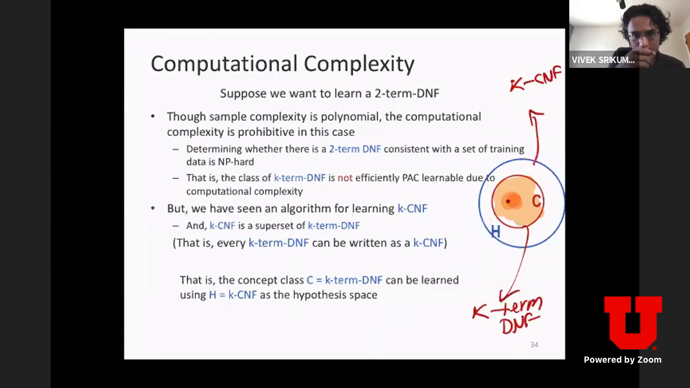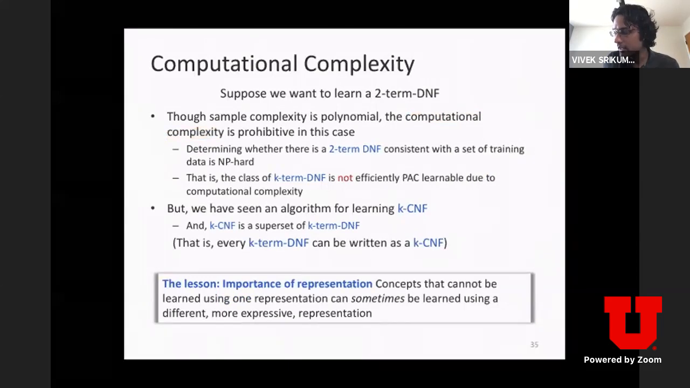But there is a misconception in the comment that says all Boolean functions. Actually, this doesn't have to do with all Boolean functions being PAC learnable. All Boolean functions are, of course, not PAC learnable, but this is all about computational complexity, not about sample complexity. All Boolean functions are not PAC learnable, even from a sample complexity point of view. This is a discussion about computational complexity.